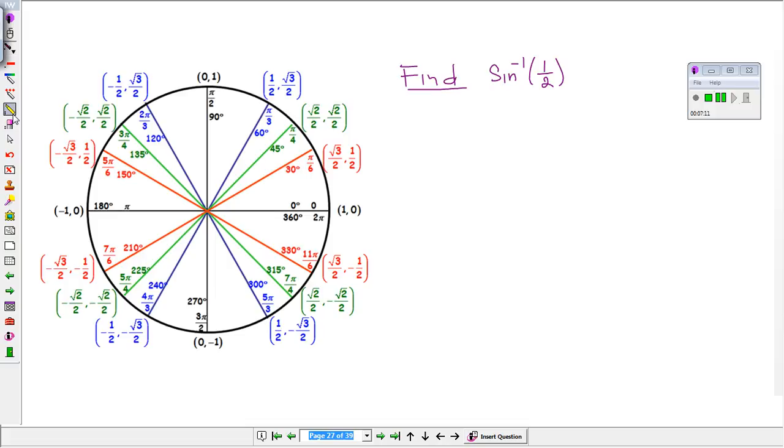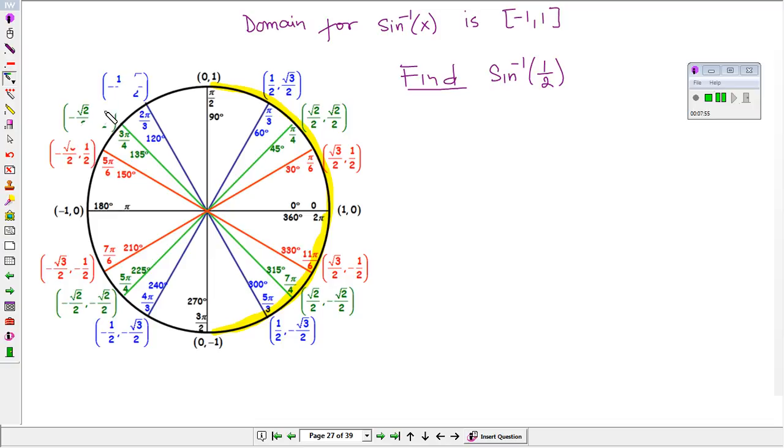So the first thing you have to do is go to my unit circle, and I'm going to just focus on the domain for my inverse, which only goes from -1 to 1. So I'm going to write down a note right here: domain for inverse sine of x is from -1 to 1.